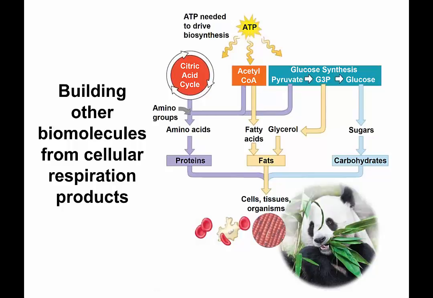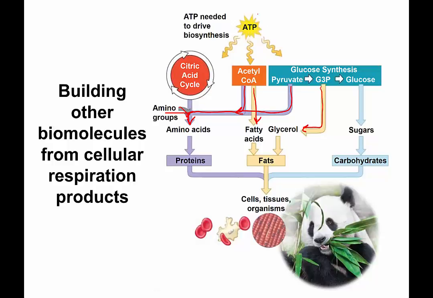So for something like acetyl coenzyme A, you can actually combine that with an amino group to form certain amino acids. Pyruvate as well can be used to generate certain amino acids. Acetyl coenzyme A can generate fatty acids, and G3P can generate glycerols to make triglycerides. So as you can see, we can use different metabolic intermediates to generate different biomolecules of life.